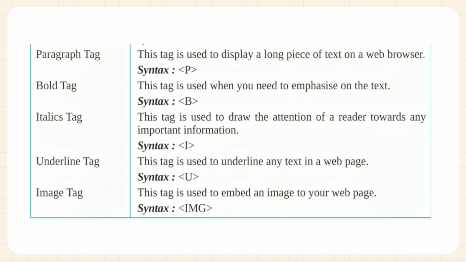Paragraph tag. This tag is used to display a long piece of text on a web browser. Syntax: P. Bold tag. This tag is used when you need to emphasize the text. Syntax: B. Italics tag. This tag is used to draw the attention of a reader towards any important information. Syntax: I. Underline tag. This tag is used to underline any text in a web page. Syntax: U. Image tag. This tag is used to embed an image to your web page. Syntax: IMG.